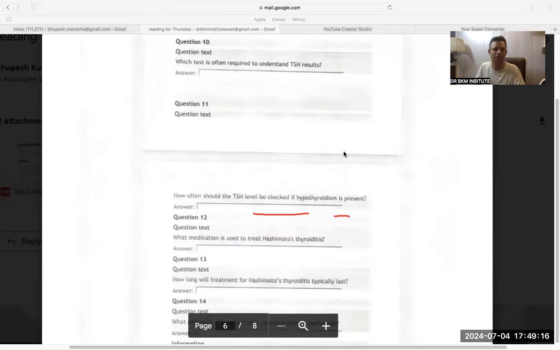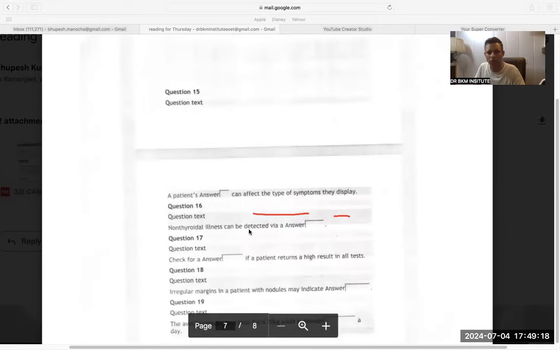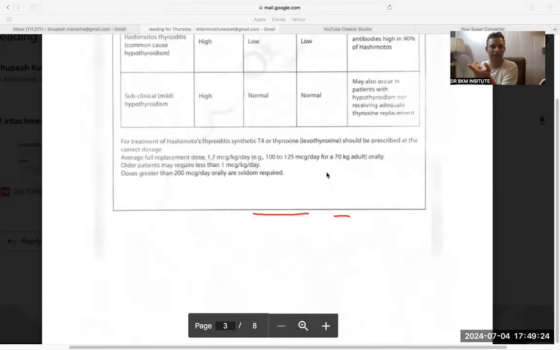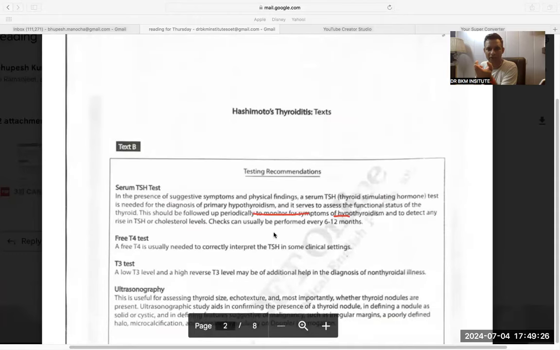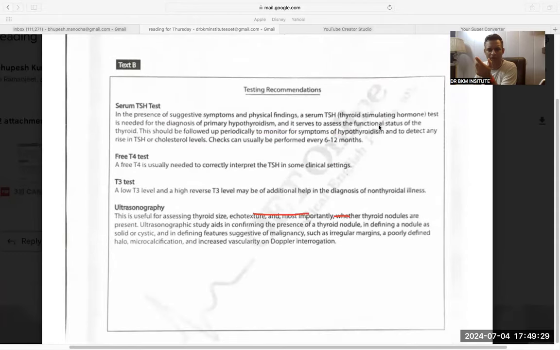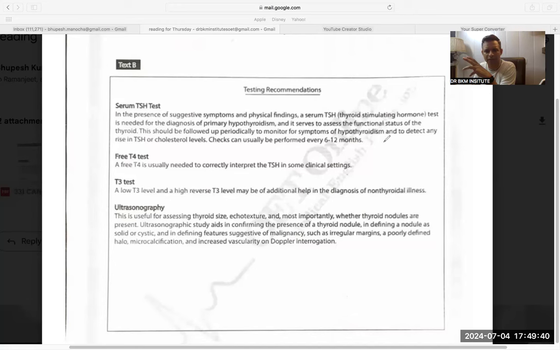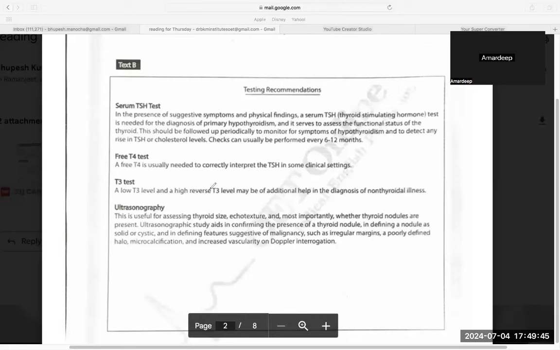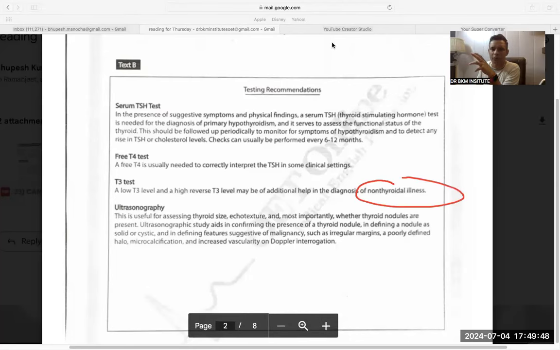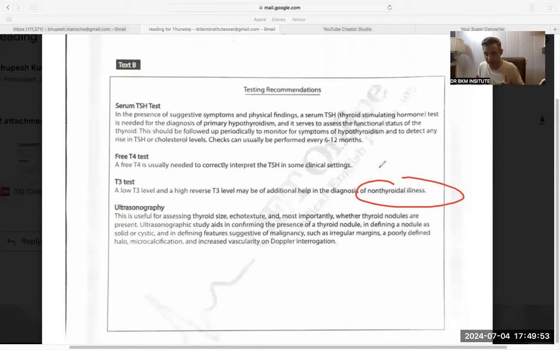Now I take a random question, 16: non-thyroidal illness can be detected via. Again, they are talking about a test, so it can't be in this part, it will be in this one. I just have to find the word non-thyroidal. It would be given in this or in part A, but most probably in this one. Where is it? Can anyone find non-thyroidal? Sir, T3 test, the last word. Last. So even in this, it takes time to find where it is.